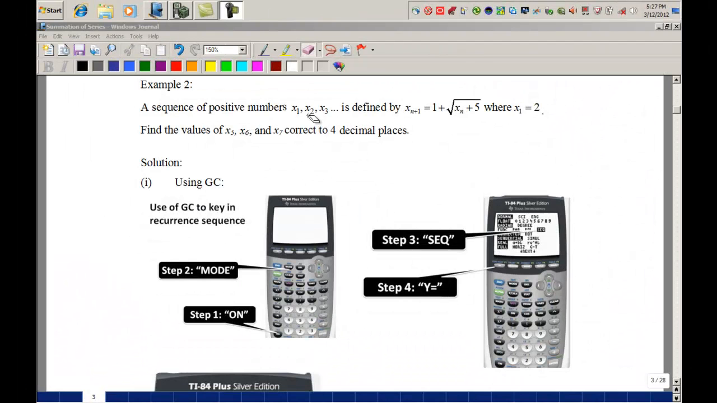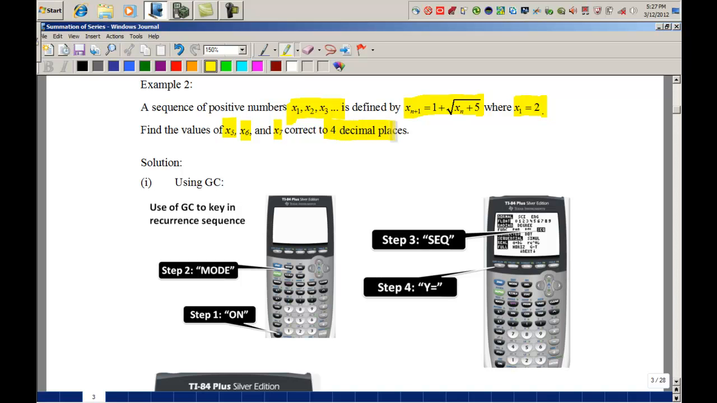Now let's take a look at example 2. Now example 2 says this: you have a sequence of numbers, and the numbers all obey this recurrence relation, and you're told that the first term is 2. Now you want to find the 5th term, 6th term, 7th term correct to the 4 decimal places. Now let's use the graphic calculator to help us compute all these values.